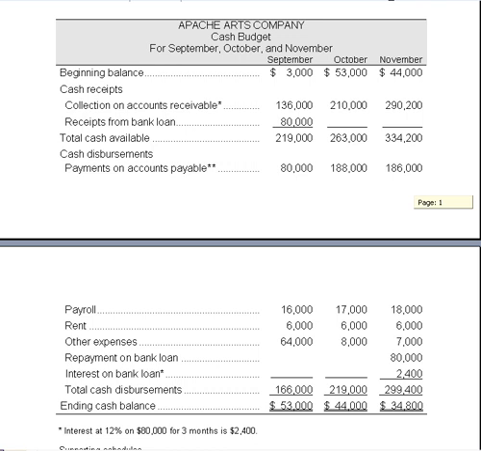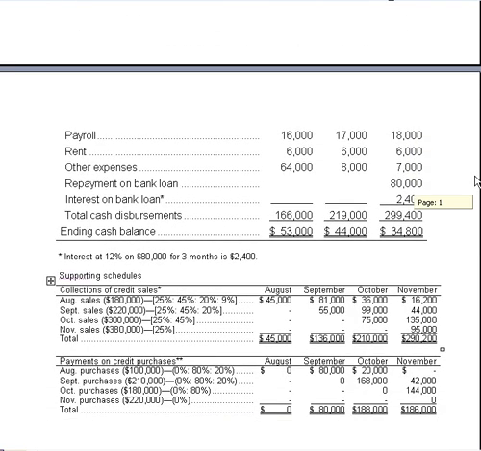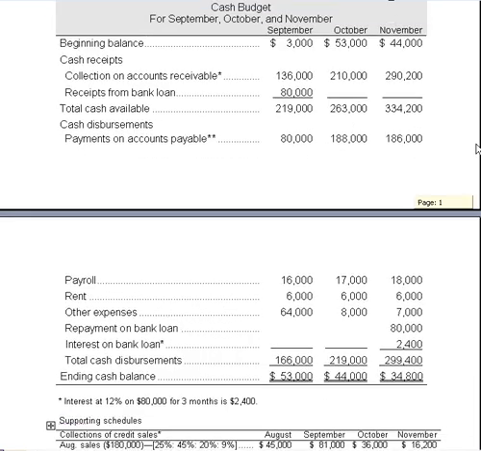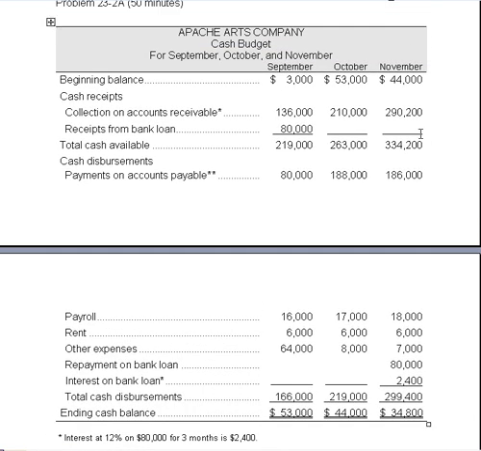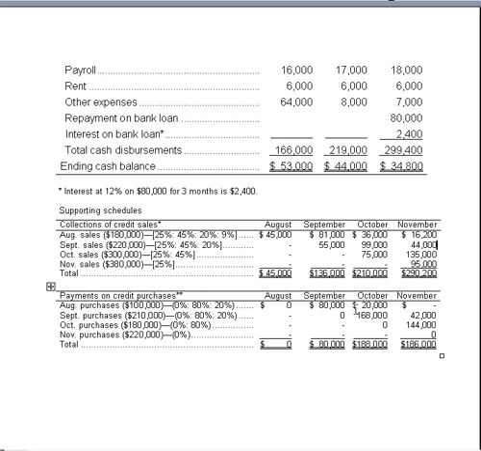Okay, so we collect on accounts receivable. We get that total of $136,000 for the month of September. Then we would add the receipt from the bank loan, right, in the first month. Then we need to pay down the accounts payable. Well, how would we calculate that? The same thing. We follow the rules above that indicated when the credit purchases are made.